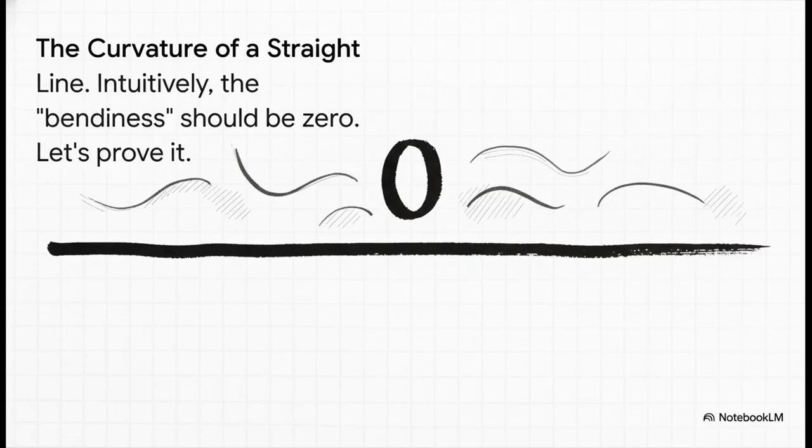What is the curvature of a perfectly straight line? I mean, our gut feeling tells us it should be 0, right? There's literally no bend at all. So let's use the math to prove it.